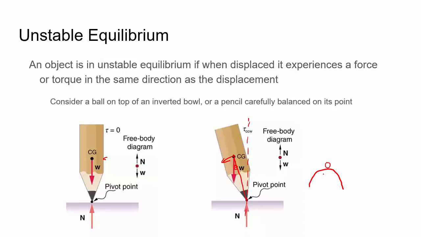We could do the same thing if we put that marble on a bowl that was upside down. It could balance right there, but as soon as it gets displaced either way, it's going to be pulled even further away from equilibrium. So stable equilibrium, it wants to return to a stable state. Unstable equilibrium, it's going to just progress farther from its stable state.